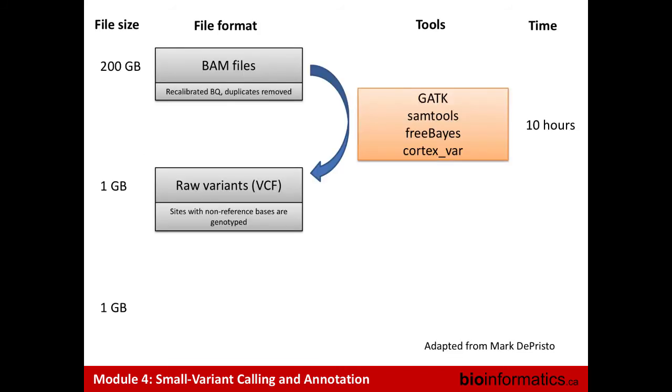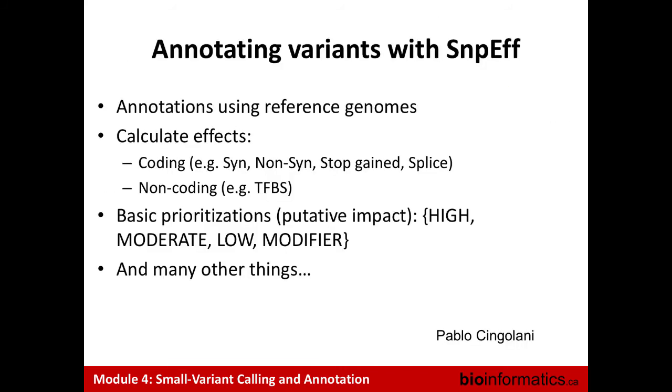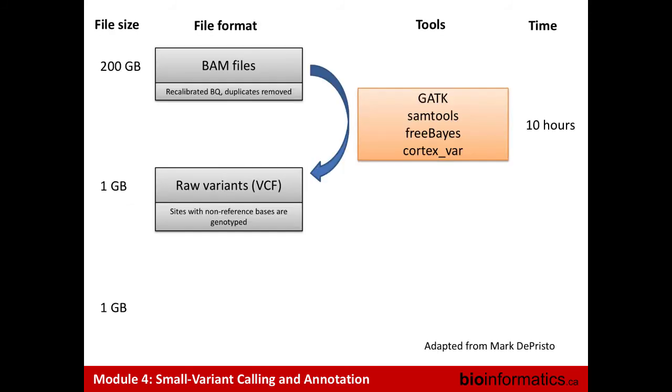So today, we'll do annotation with SnpEff. As I explained, it will annotate based on the reference genome and on the different transcripts. It will look at coding variants or non-coding, such as transcription factor binding sites. And it will do a basic prioritization of your variants, telling you if they're high impact, moderate, low, or modifier. It will also provide some metrics, which is always good to have.